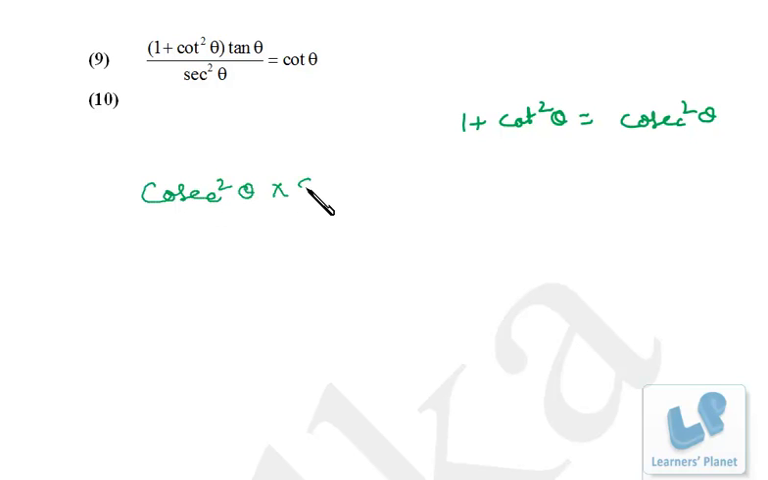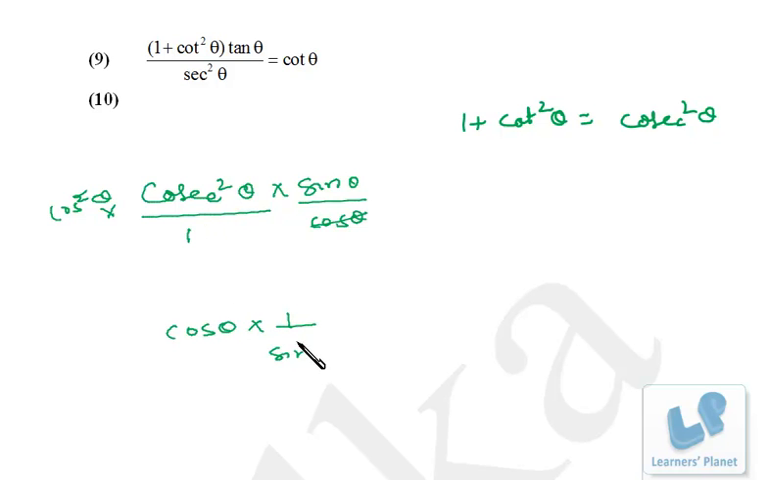Tan theta is what? Sin theta by cos theta, and sec square theta is what? 1 upon cos square theta. Right? So this cos theta and this square is cancelled out, and then cosec square theta can be written as 1 upon sin square theta into this sin theta. Right? So this and this square is cancelled out. So we are left with cos theta by sin theta, that is nothing but cot theta, and that's RHS. Right? So very simple problem.